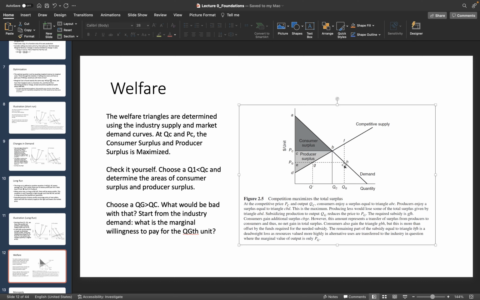So this triangle on the right, which is B, F, and H, would be the deadweight loss from the policy. Why would it be considered a deadweight loss? Because these guys don't really want to pay for the product, but they're being forced to. And these guys shouldn't really be producing this output, because the cost of producing it exceeds the benefit to the people who are buying.